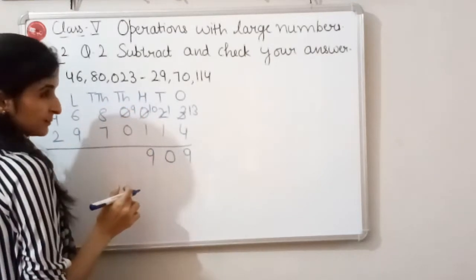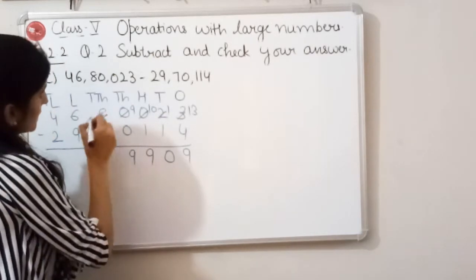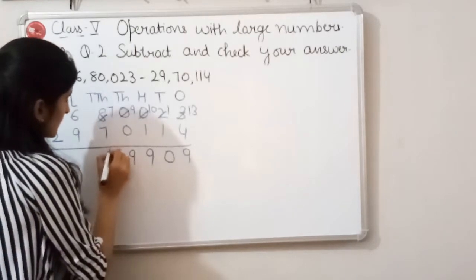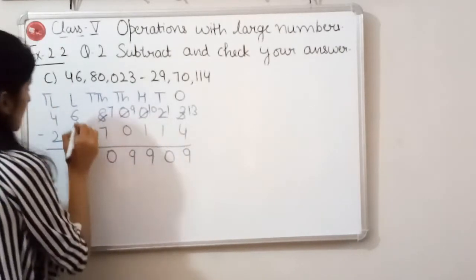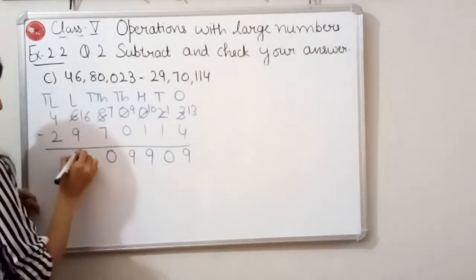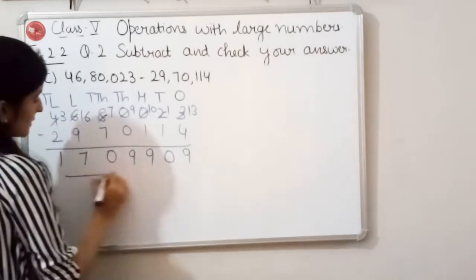9 minus 0 is 9. Okay, this will become 7. 7 minus 0 is 7 minus 7 is 0. Now here it's 6, so we will take one borrow from here. 16 minus 9 is 7. This will become 3. 3 minus 2 is 1.